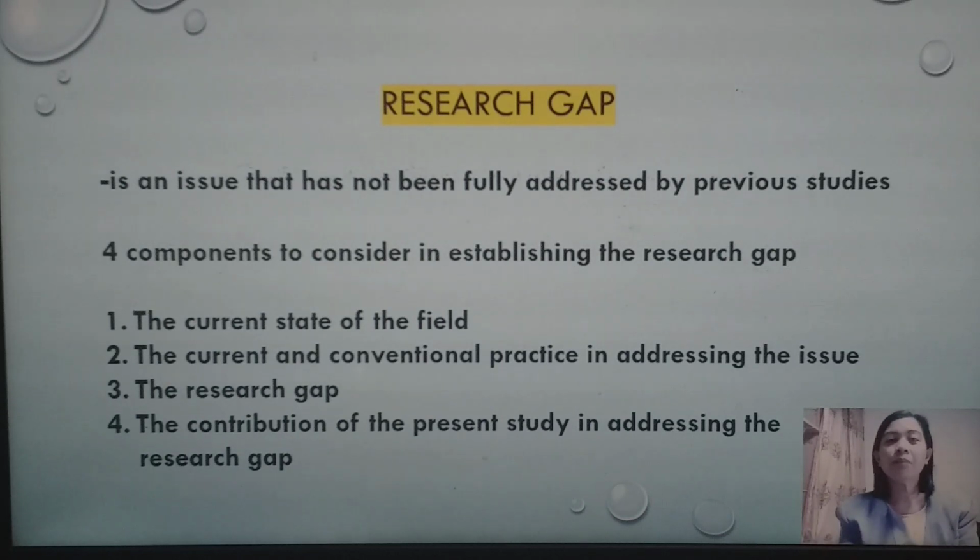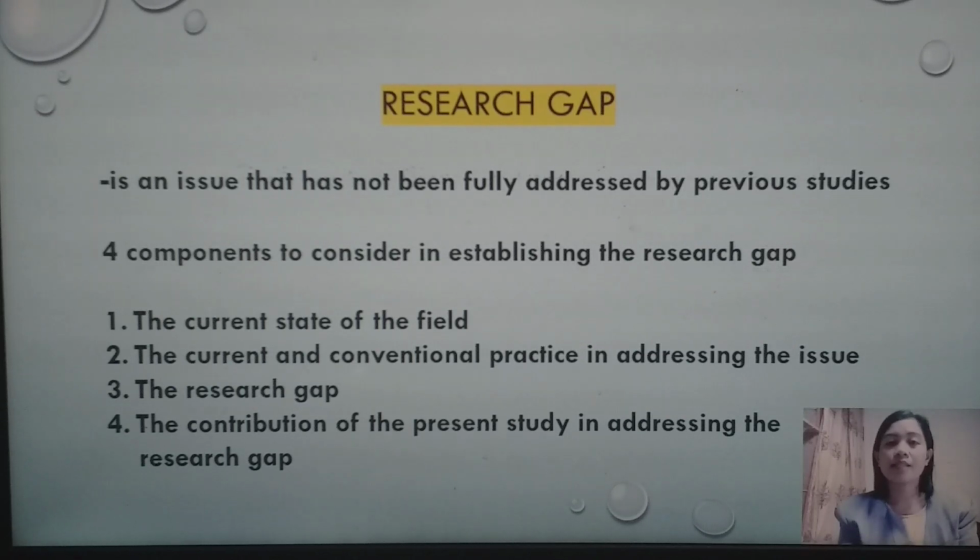Another important component of the background of the study is establishing the research gap. The research gap is an issue that has not been fully addressed by previous studies. Doing this helps you show where your research stands in the academic field. Here are the four components to consider in establishing the research gap.